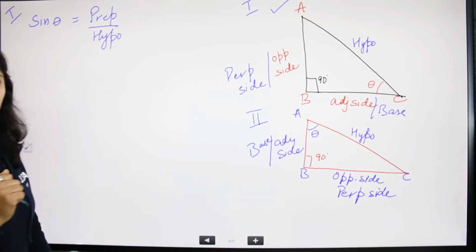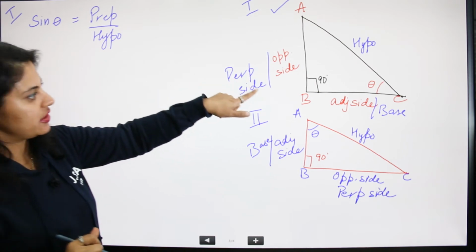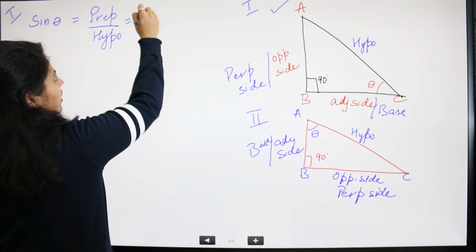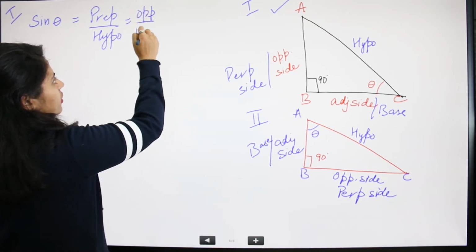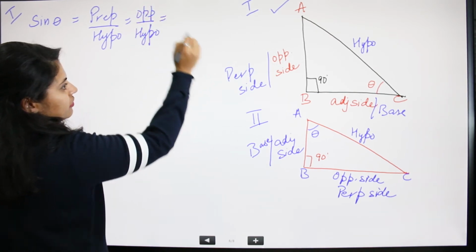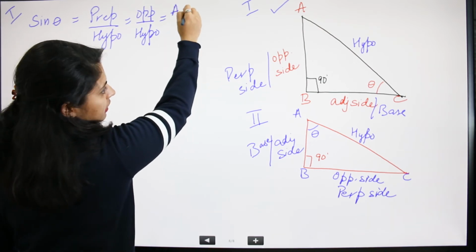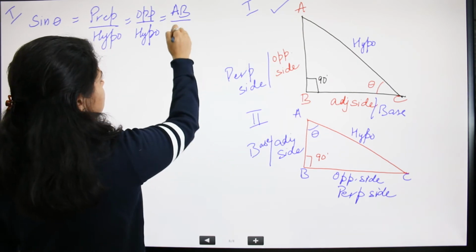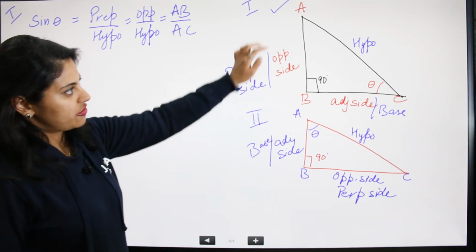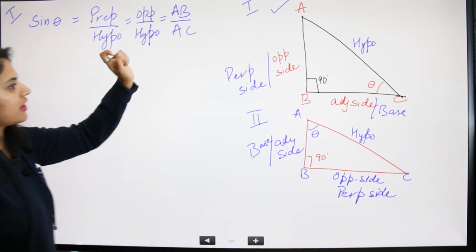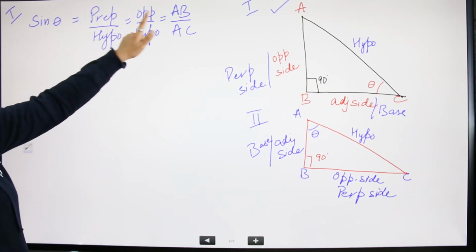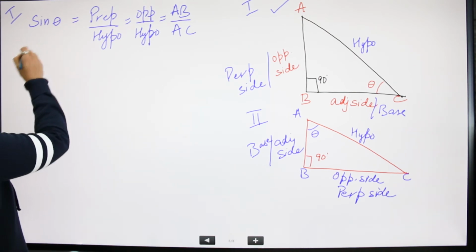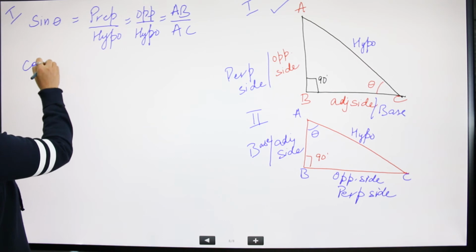hypotenuse. So perpendicular over hypotenuse means the perpendicular side here, if this angle is theta, the opposite side, or you can also write this as opposite side over the longest side, the hypotenuse, which can be taken as AB divided by the hypotenuse, the longest side, AC. Okay, so AB over AC, which is equal to perpendicular over hypotenuse, AB over AC, that is the value for the sine theta.